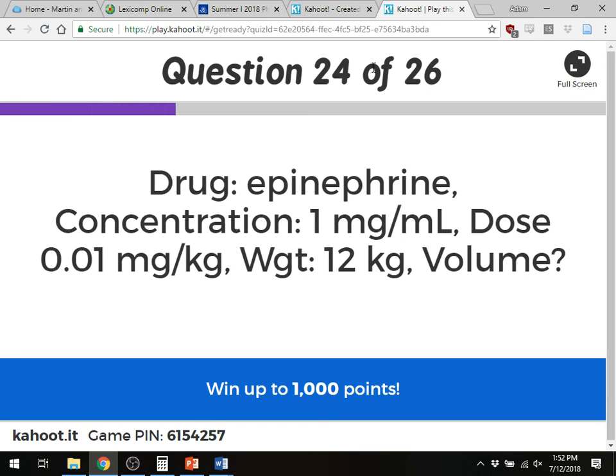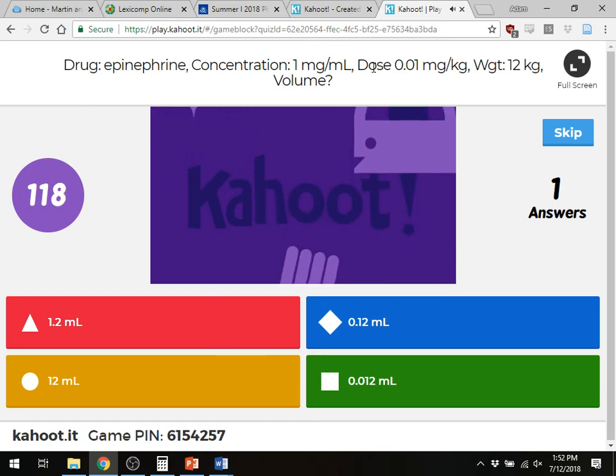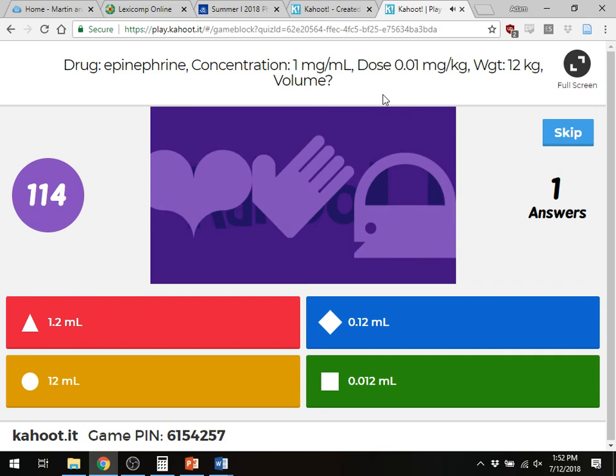Drug epinephrine. We're giving epinephrine to a patient. The concentration is 1 milligram per ml. I have a 12-kilo patient. The dose is 0.01 milligrams per kilogram. What's the volume of drug I need to administer?